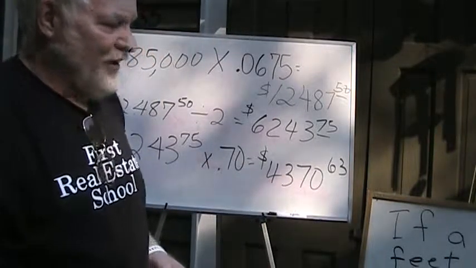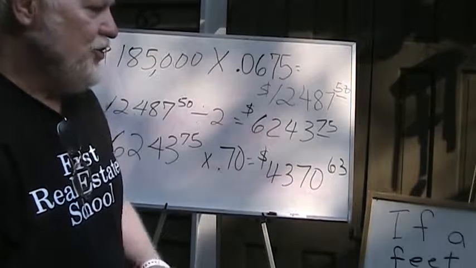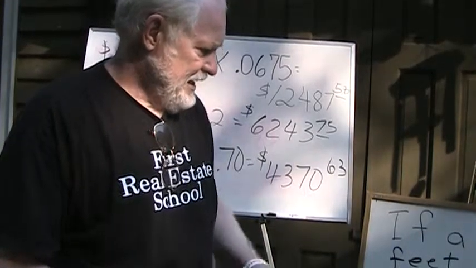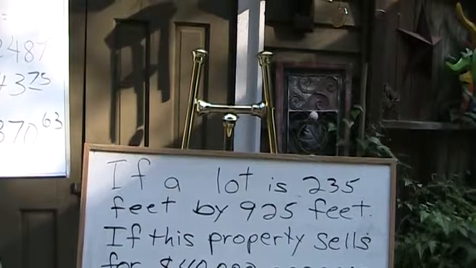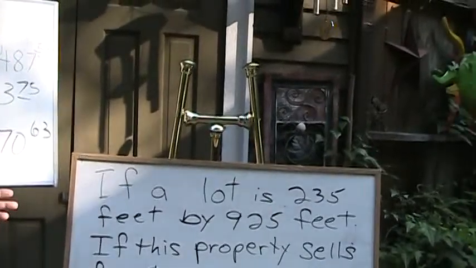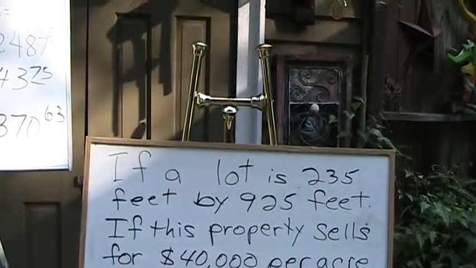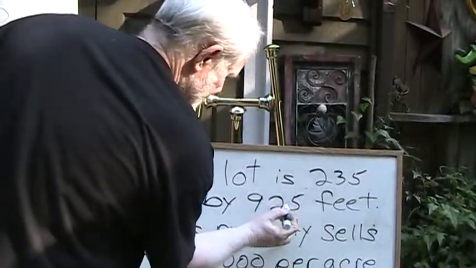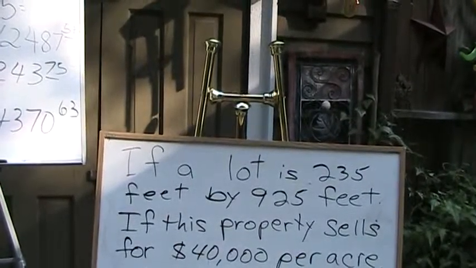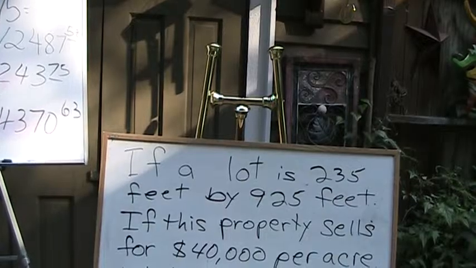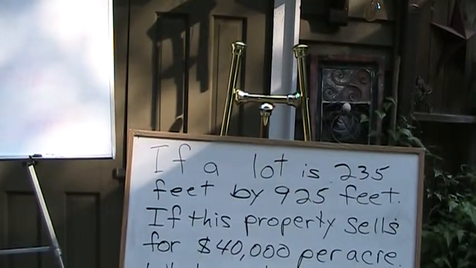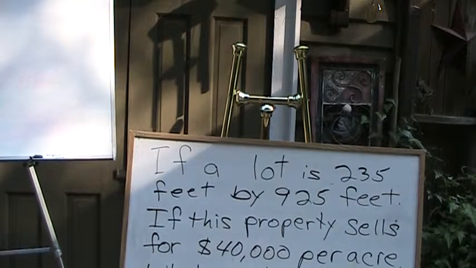Take a look at this new problem here. If a lot is 235 feet by 925 feet, and this property sells for $40,000 per acre, what is the price? All right, let's do that problem.